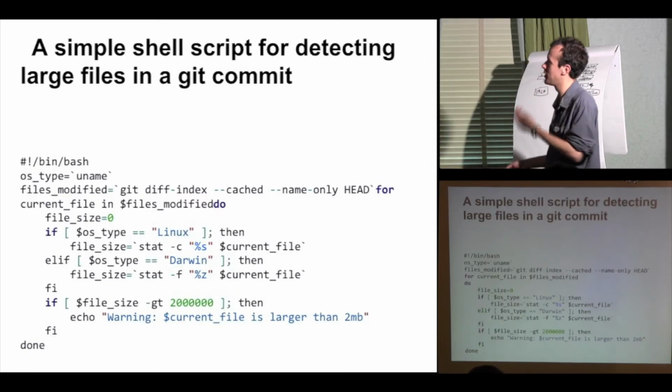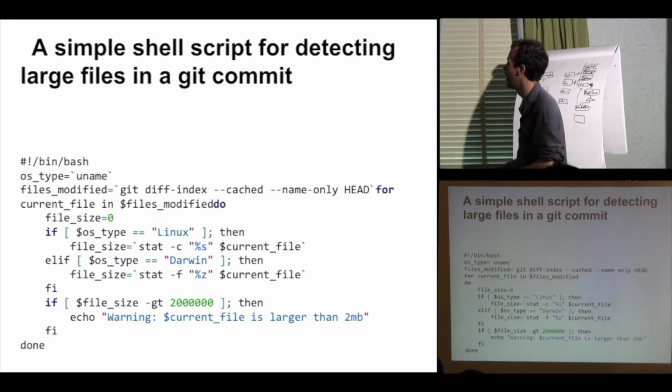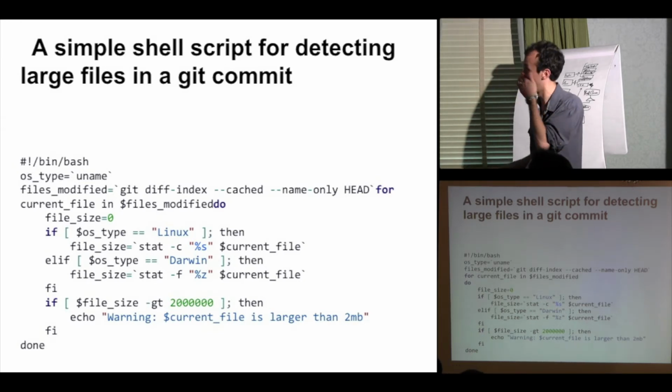So here's an example, and this is actually a real-world example. Whenever you make a commit in the Git repository, it actually runs this script. So I can just go through what this does. The first thing, we've got these backticks here. First, it runs the command uname to figure out what operating system you're running. That's what uname does. It'll print out either Linux if you're running Linux, or Darwin if you're running OS X. And then it runs this big git command.